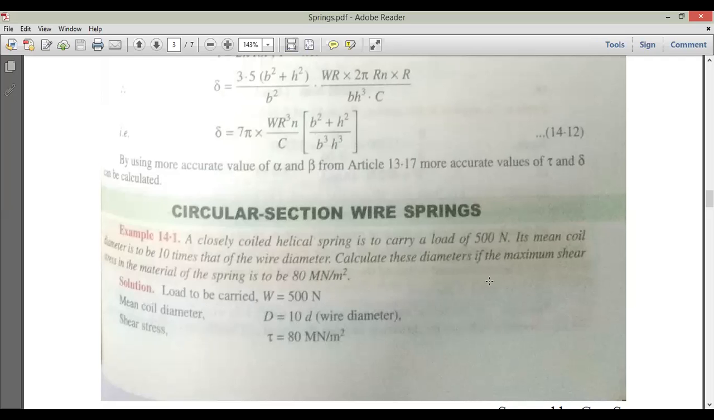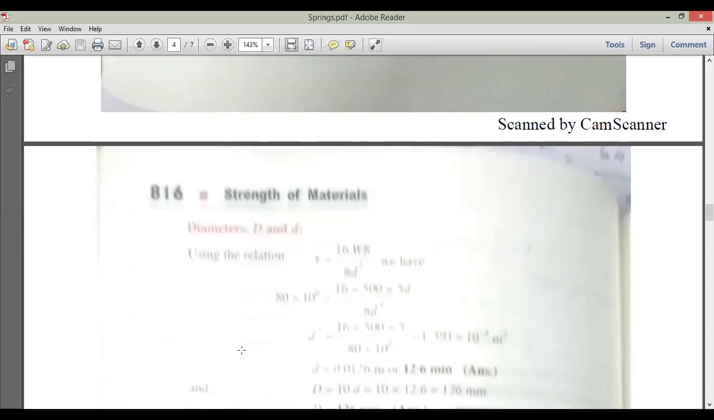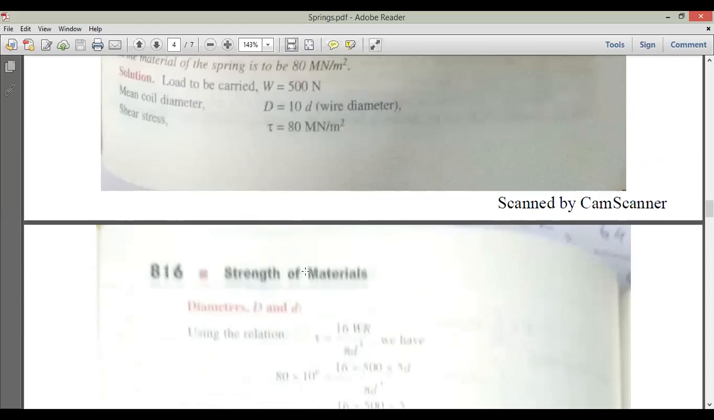Calculate these diameters if the maximum shear stress in the material of the spring is to be 80 mega Newton per meter square. So tau max is given as 80 mega Newton per meter square, and the load to be carried is 500 Newtons. D equals 10d since it is a closed coil spring. So we have tau equals 16 W R by pi d cube. We have shear stress 80 into 10 power 6, equals 16 into 500, where 500 is the load W.